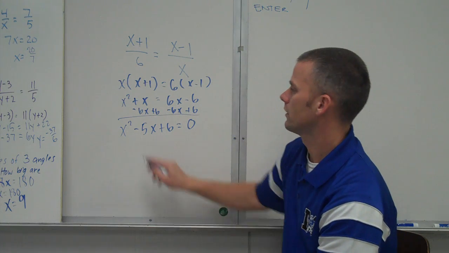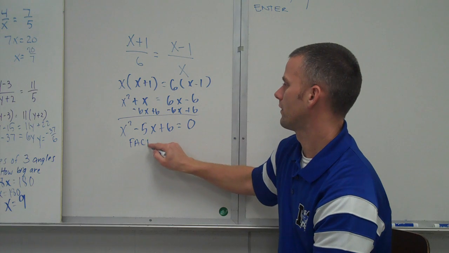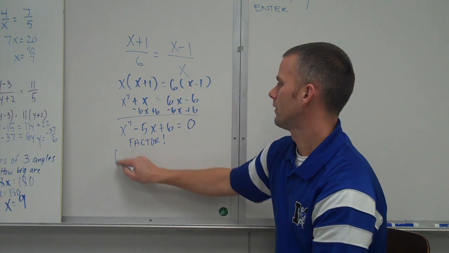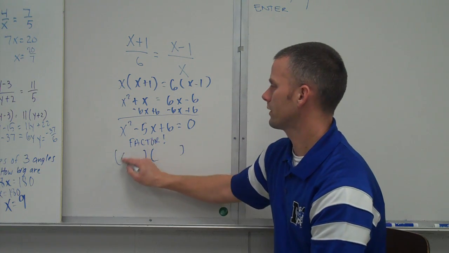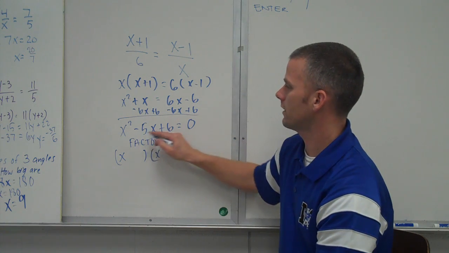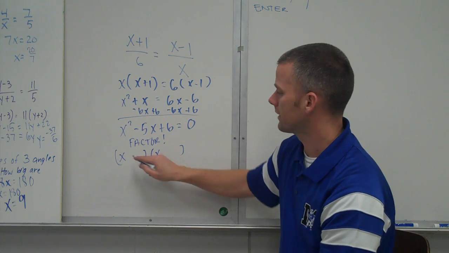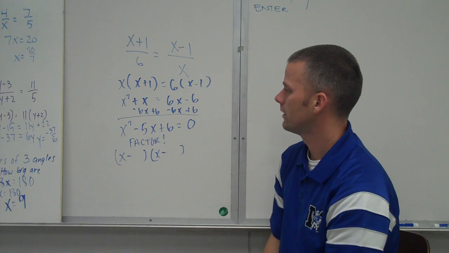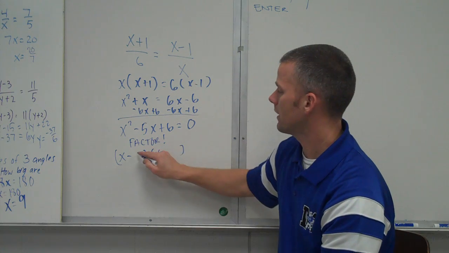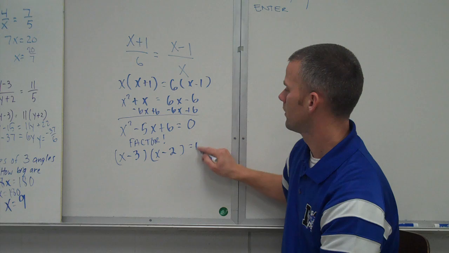Key thing here, you want to factor. X squared breaks into x and x. Plus sign says, hey, go check out the middle guy. That's a minus, so both of these are minus. Factors of 6 that add up to 5, 3 and 2.